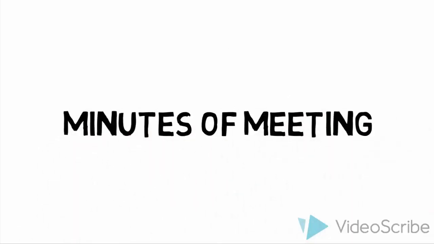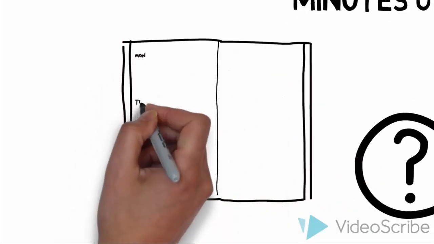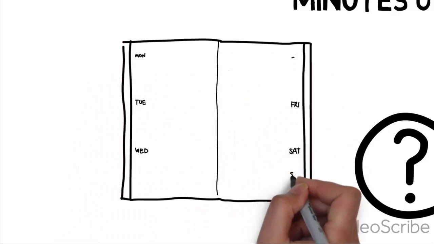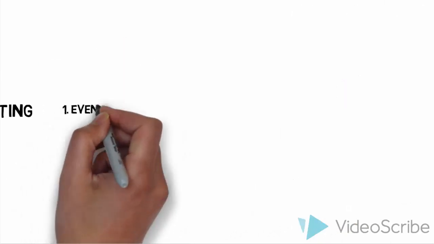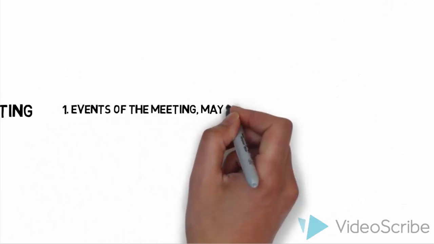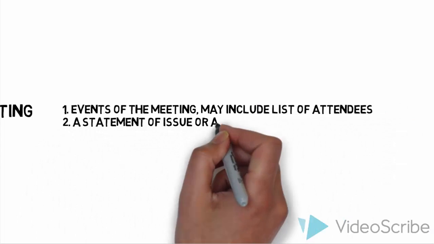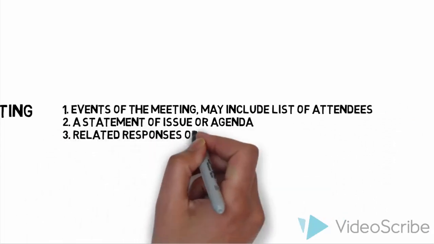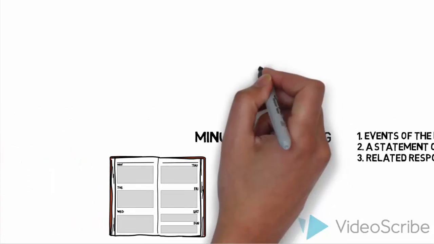Now, what are minutes of meeting? Minutes are the official and written records of a meeting of an organization or a group. They typically describe the events of the meeting and may include a list of attendees, the statement of the issue considered by the participants or the agenda of the meeting, and the related responses or the decisions for the issue.